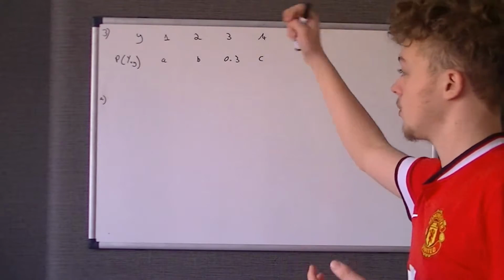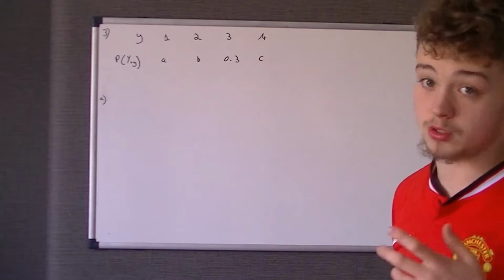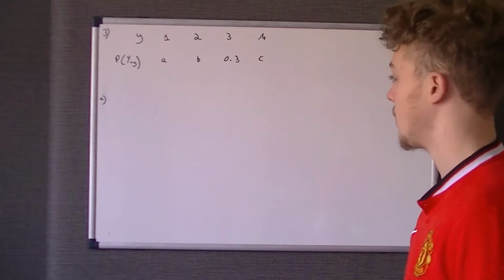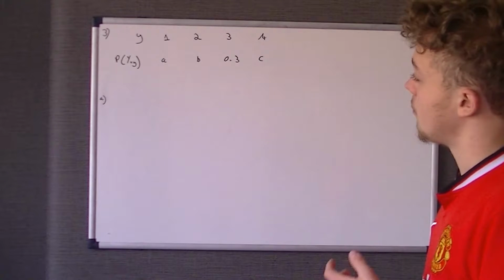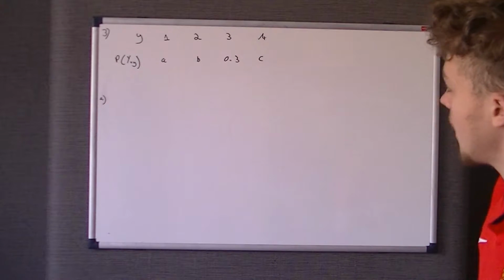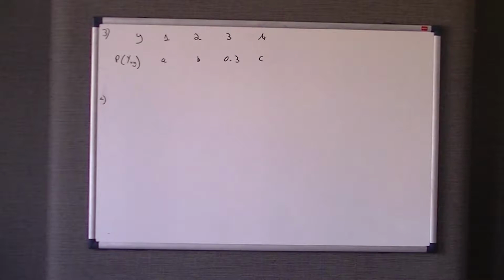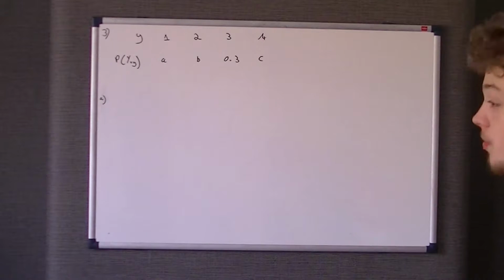We're told that the probability of y being 2 is equal to b. The probability that y is 3 is actually given as 0.3. And the probability of y being 4 is c. Oh, sorry, I think I missed that little section on the table. I do apologise.